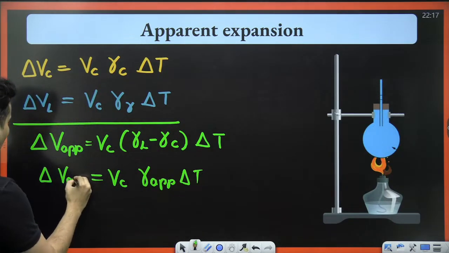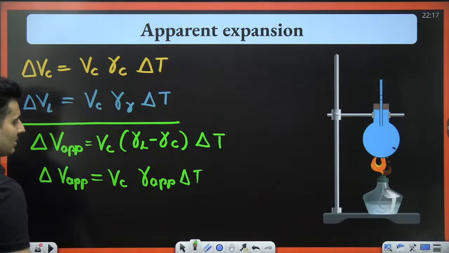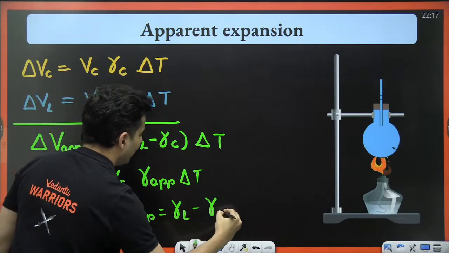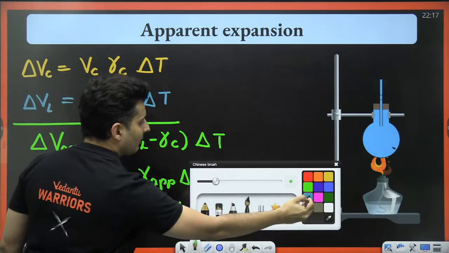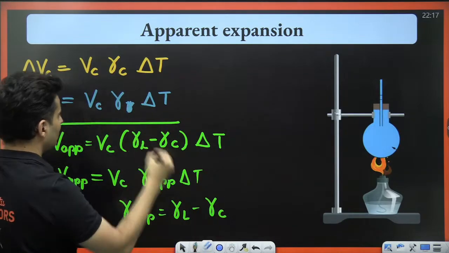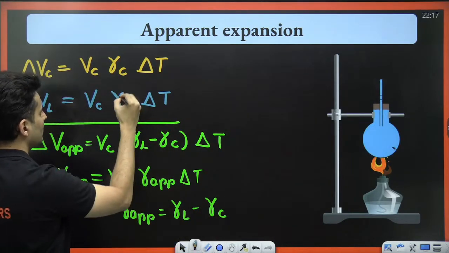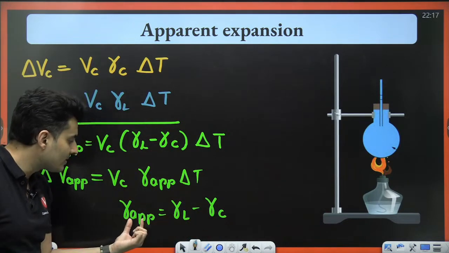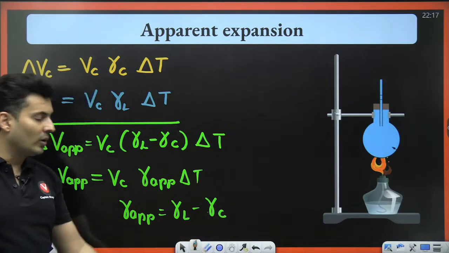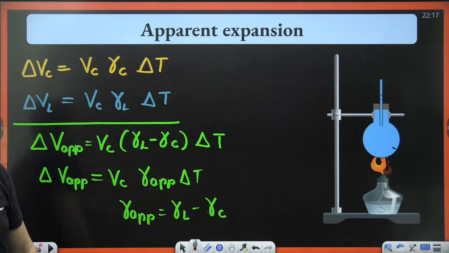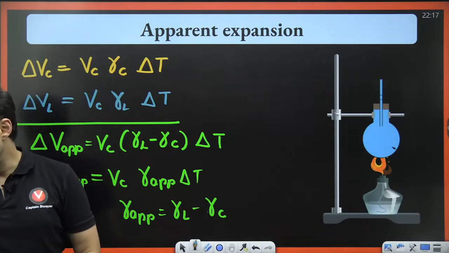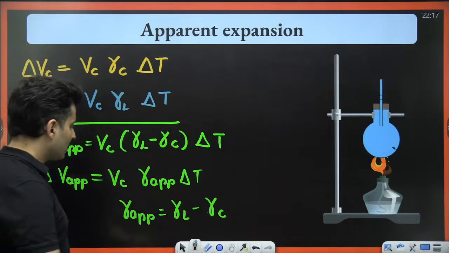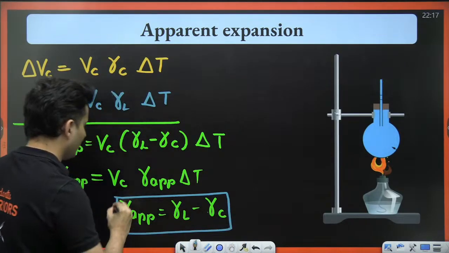This is your delta V apparent. You are subtracting this with this. So gamma apparent is gamma of the liquid minus gamma of the container. This is gamma of the liquid. I think it is not seen so clearly. I'll just write it again. Gamma of the liquid minus gamma of the container. So what you measure is this. If you know the container's gamma, you can also find the gamma of the liquid. Is that clear, my dear warriors? Everyone? Okay, so this is apparent expansion formula.